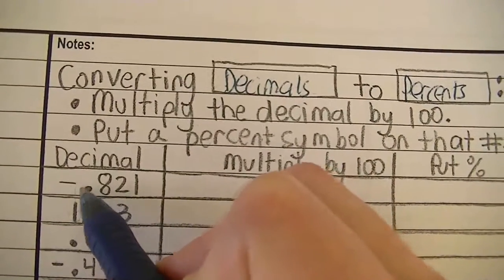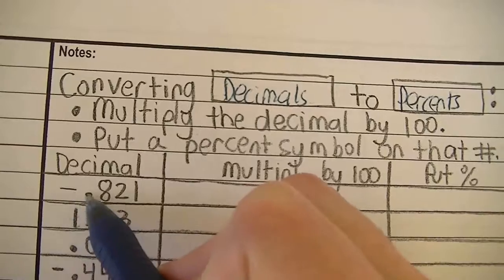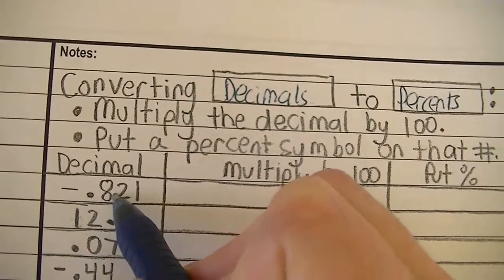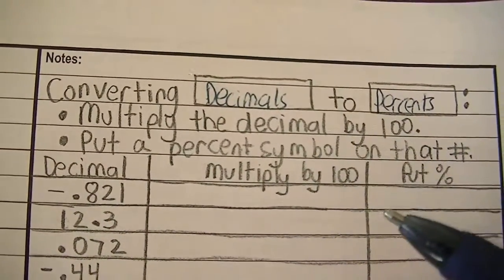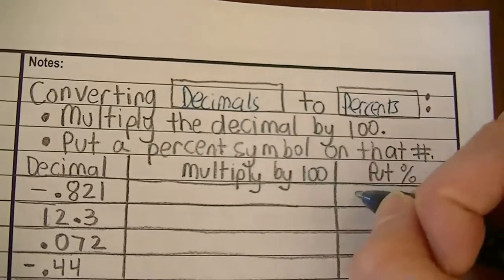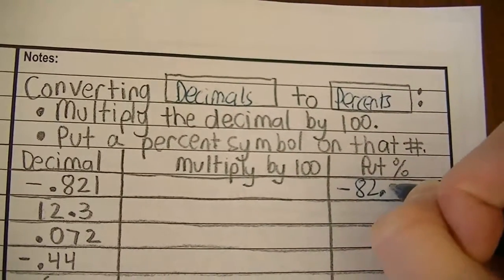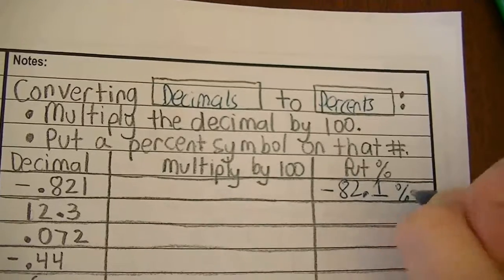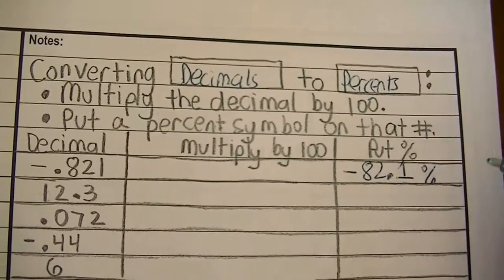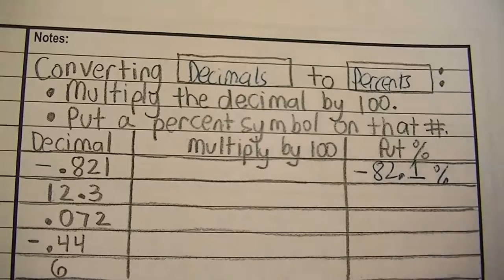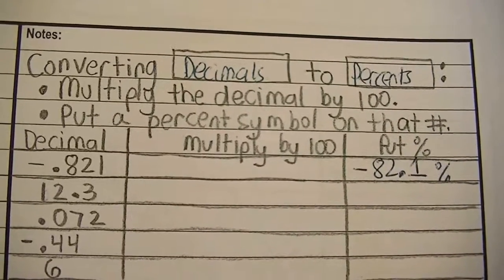So we're going to take this number and multiply negative 821 thousandths times 100, and we're going to get negative 82 1/10%. Don't forget to put the percent sign right there, okay? And I want to show you a fast way to multiply by 100, okay?